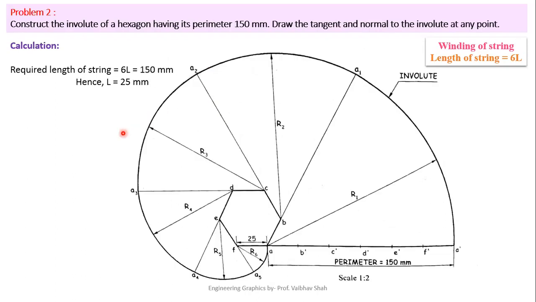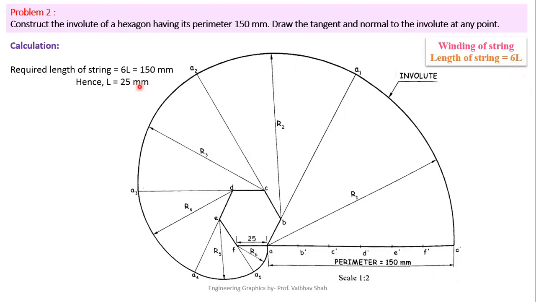So now let us move to one more example for better understanding. Problem 2. Construct the involute of a hexagon having its perimeter 150 mm. Draw the tangent and normal to the involute at any point. So before moving ahead, let us list down our assumptions here. Here we are assuming that the winding of string and the length of string is exactly equal to the circumferential length of your hexagon, which is nothing but your 6L.